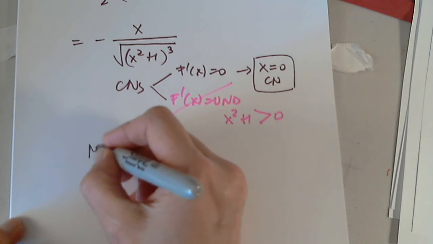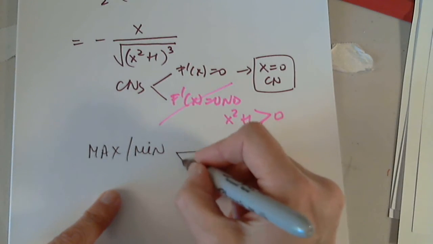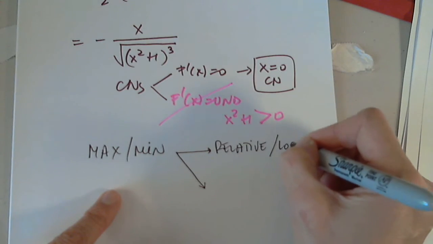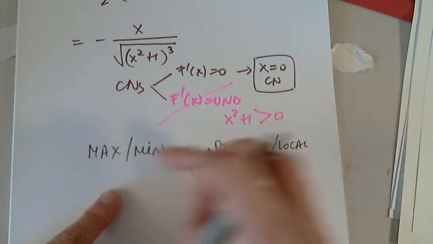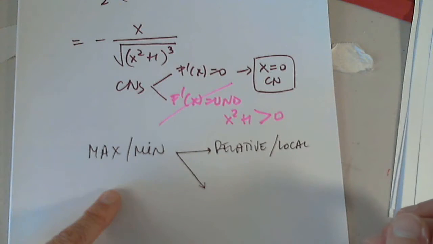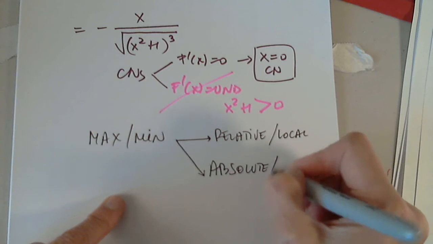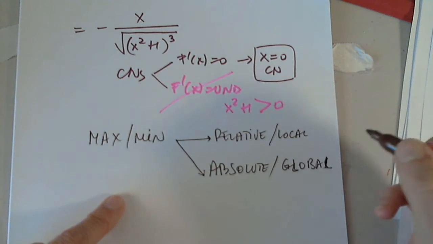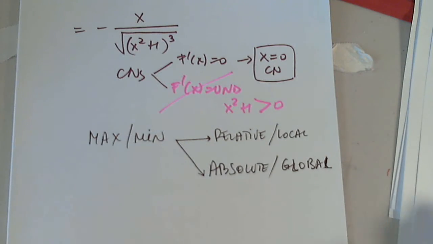So now let's talk about what is max min. There are two different types. One type is relative, also called local. These are interchangeable. You can say relative max or local max. You can say relative min or local min. Also absolute or global. In some books, you're going to find it as absolute max. In others, you're going to find it as global max, the same thing. So interchangeably, these are the same.